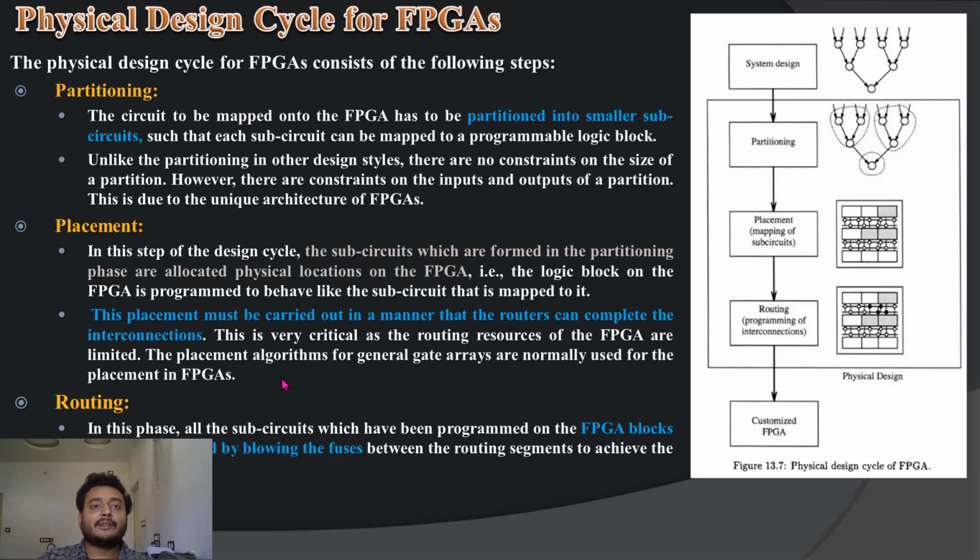In the routing phase, all the sub-circuits which are programmed on the FPGA blocks, with placement and everything done, are connected according to your details about which one is connected to which one. These things are interconnected by blowing the fuses between the segments to achieve the interconnections. So there are three major phases: partitioning, placement, and routing.